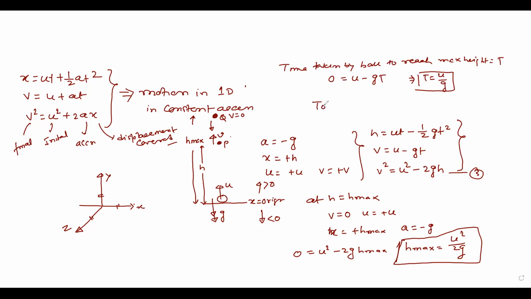So the total time of flight will be twice this time. In this t time the ball goes from here to here, then again it will take another t time to reach the ground. So the total time of flight will be 2u by g. So this is again a formula.